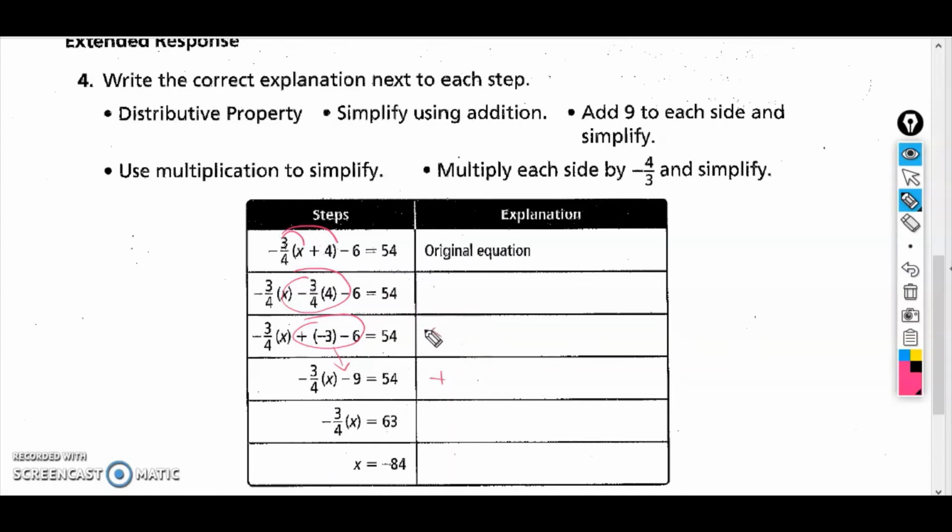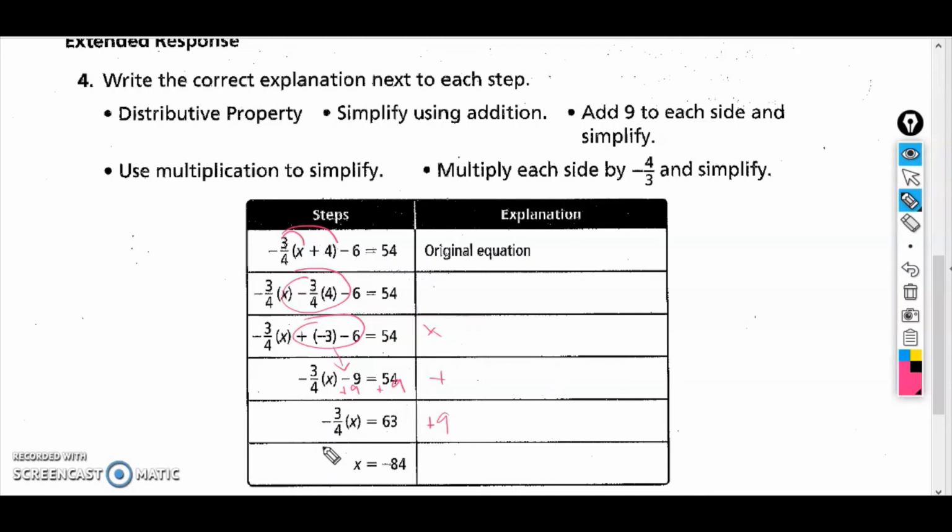Okay, so it's multiplication. And then from here to here, how did I get rid of this minus 9? If I wasn't even looking at the problem below it, and I was just doing the problem myself, I would add 9 to both sides. So that would tell you add 9 to each side. That would be what would go here. So you would have to write all that out.